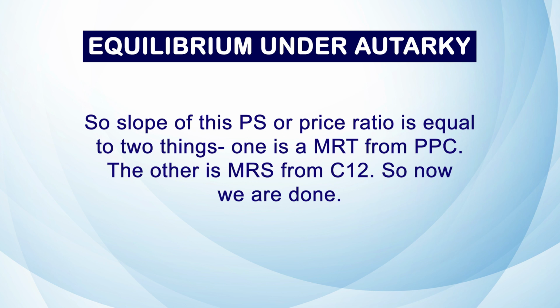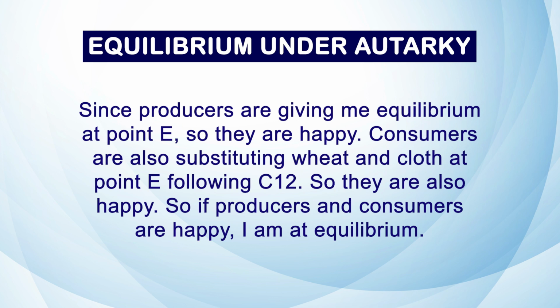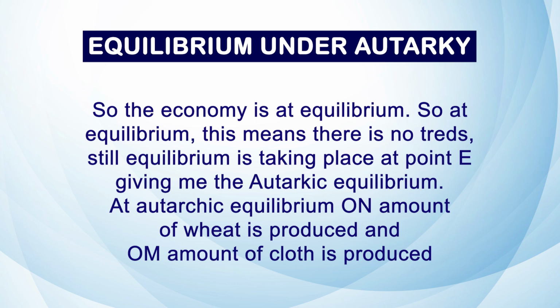So now we are done. Since producers are at equilibrium at point E, they are happy. Consumers are also substituting between wheat and cloth at point E following C12, so they are also happy. So if producers and consumers are happy, I am at equilibrium. So the economy is at equilibrium. At this equilibrium, there is no trade. Still, the equilibrium is taking place at point E, giving me the autarkic equilibrium. At autarkic equilibrium, ON amount of wheat is produced and OM amount of cloth is produced.